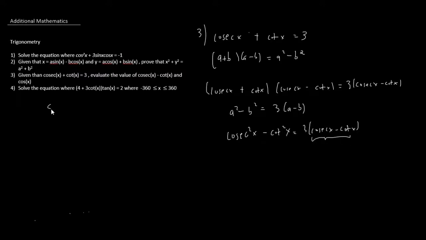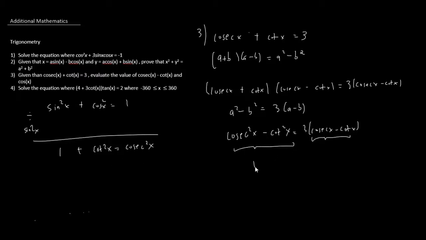Alright, so let me just write the identities. We have sin squared x plus cos squared x is equal to 1. Right, and if we divide everything by sin squared x, we will then have 1 plus cot squared x is equal to cosec squared x. And now I realize that cosec squared x minus cot squared x itself will give us 1. And therefore 1 is equal to 3 times cosec x minus cot x. And therefore, cosec x minus cot x is equal to 1 by 3.